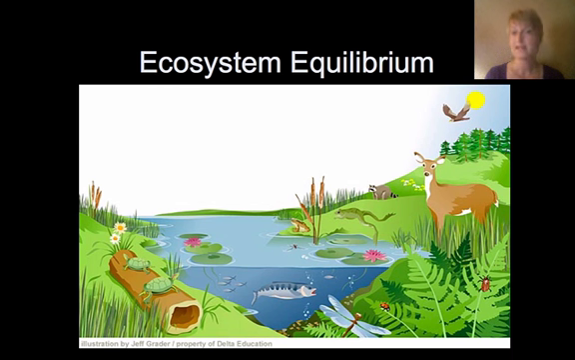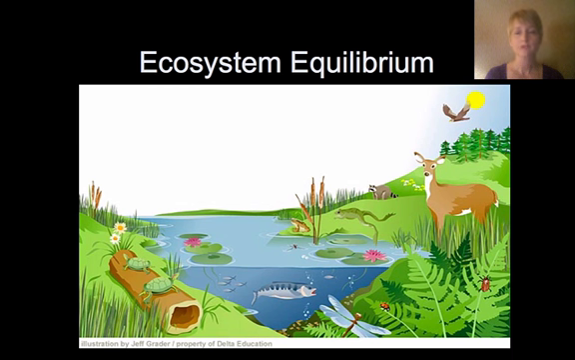But then things can get out of balance sometimes, and a lot of times that balance is affected by humans. So ecosystems often will become unbalanced because of human interaction. So a lot of times we're developing in these areas, and that causes problems for an ecosystem. We sometimes will pollute the water or pollute the air, or we will overhunt or overfish an area. And so all of those things can put an ecosystem out of balance.